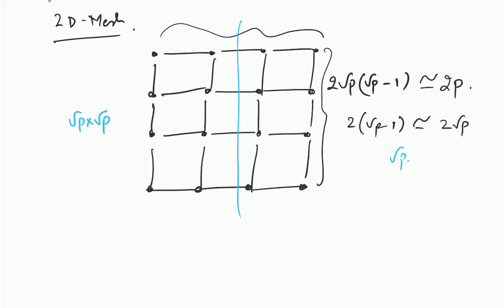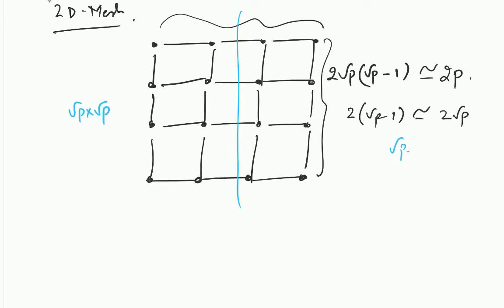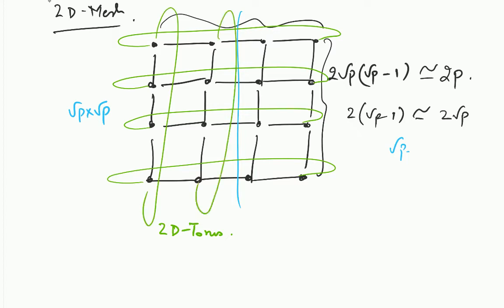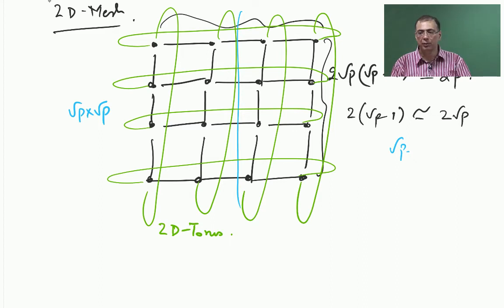I'm going to make this a 2D torus. How do I make it a 2D torus? I make it a 2D torus by adding wraparound links along every row, and wraparound links along every column. This is a 2D structure, so it's actually easy to implement, right? In real life, you can lay it out on a floor. You can lay out these nodes on a floor and connect them up using links, right?